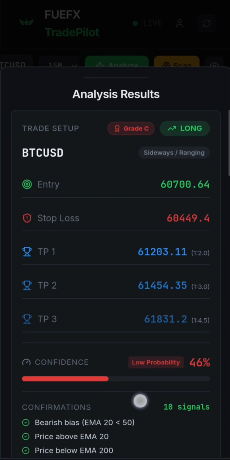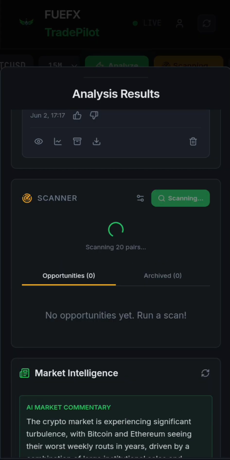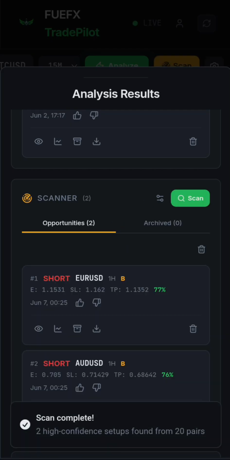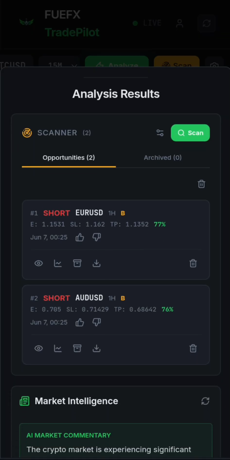This was the previous analysis we just did. You scroll down to this place where you have the scanner and click on scan. Right now it is scanning all the 20 currency pairs within the application for a high probability trade setup. You can see it has given us a grade B setup for Euro USD and AUD USD. It says we can go short for AUD USD and Euro USD.